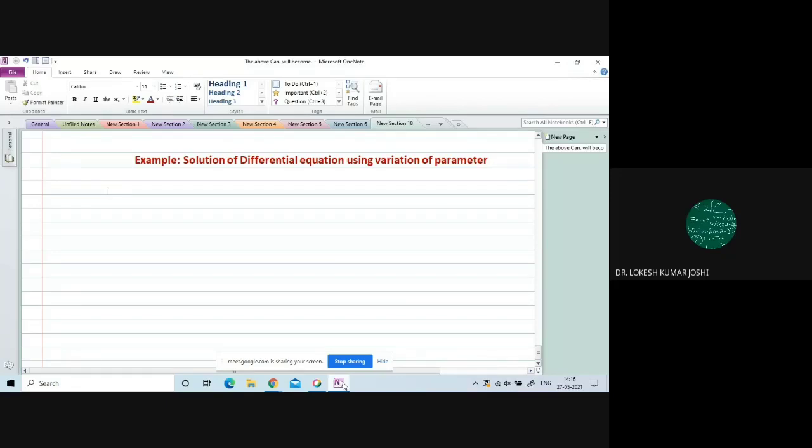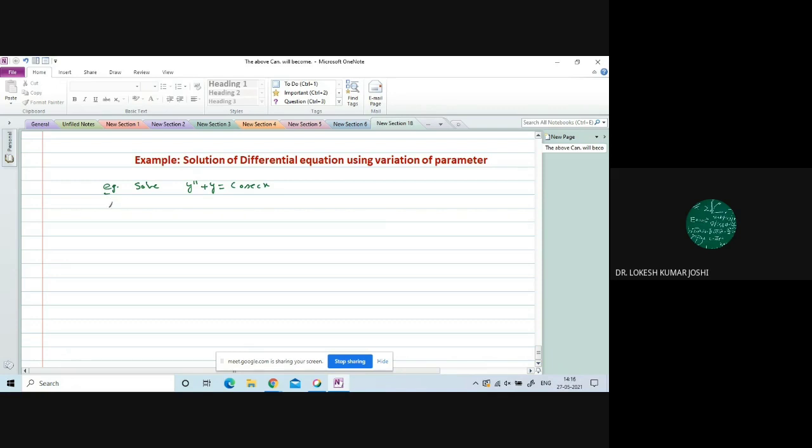Hello students, in this lecture I am going to show you how we can solve any differential equation using variation of parameter. Suppose we have a differential equation. Solve y double dash plus y equals cosec x, and we have to solve this equation using variation of parameter.